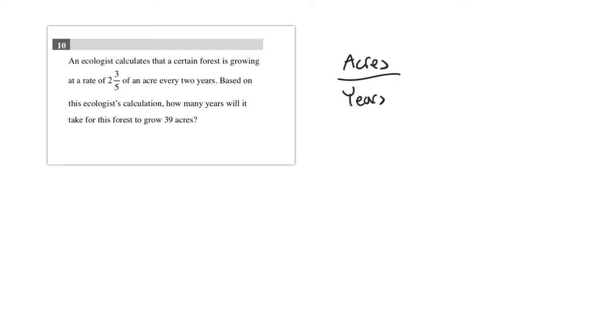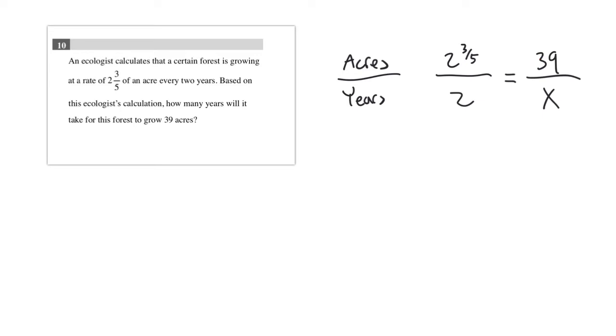And since we're going to do it that way, it would be 2 3/5 of an acre all over 2 years, because that's the first piece of information they give us. And then we could set that equal to X years corresponding with 39 acres. Okay, how many years will it take for this forest to grow 39 acres?